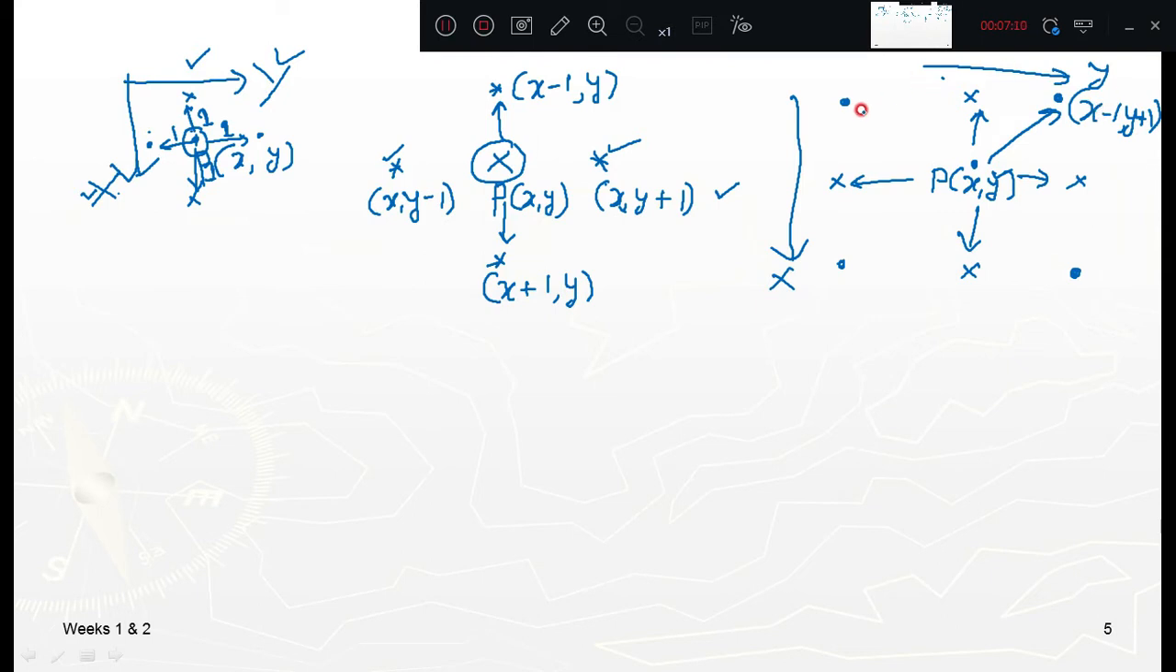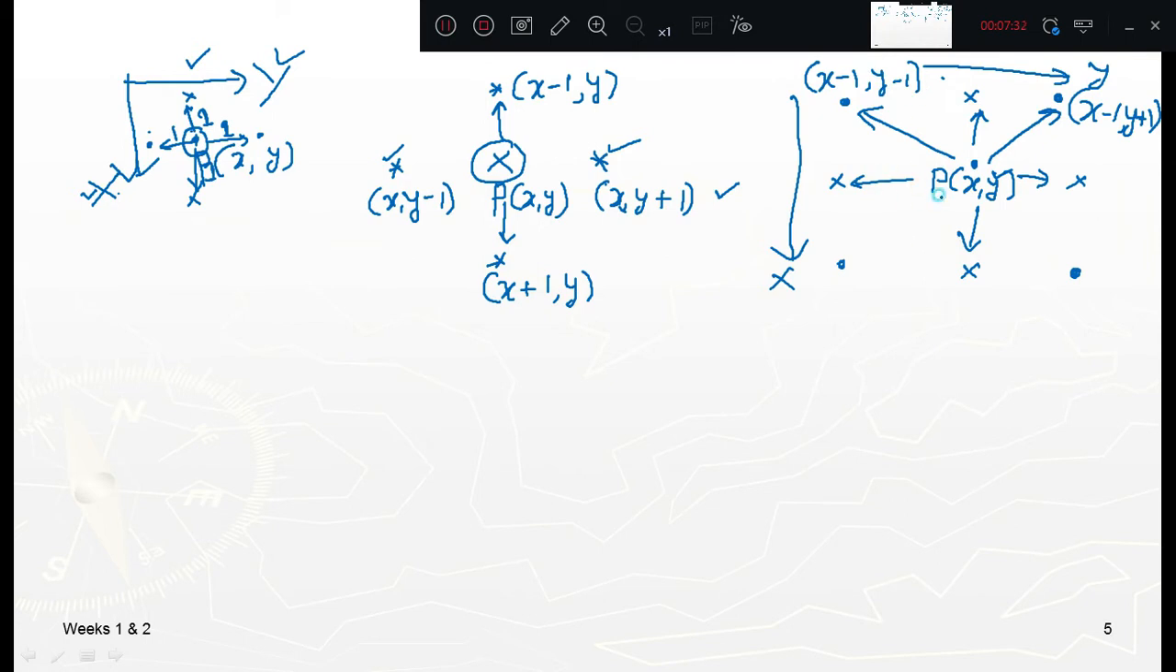Now again I'll come to this point. This is one more neighbor. Now which value is increasing or decreasing? Now x is decreasing, y is also decreasing. How much value is decreasing? 1 value, that is x minus 1, y minus 1. I hope you got the point here.